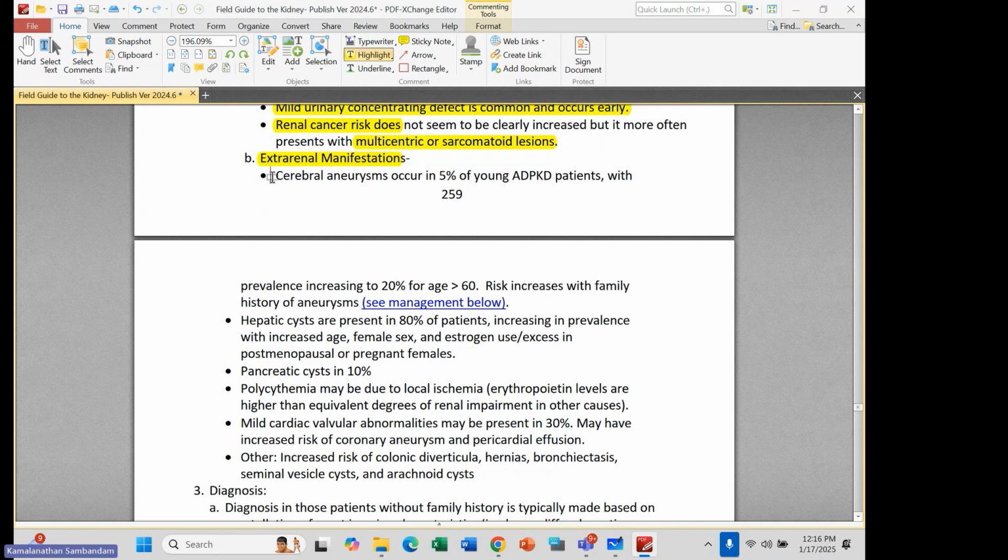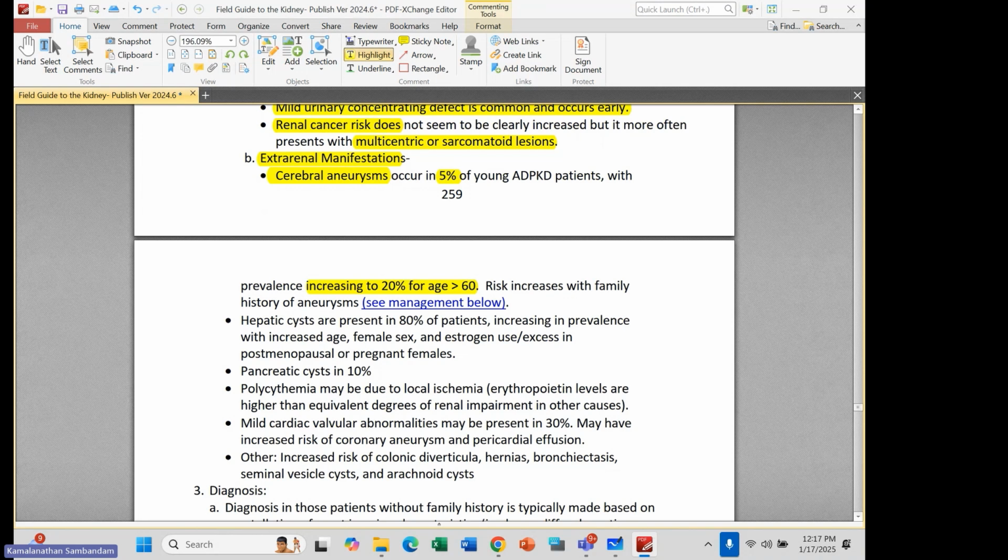Well, the most significant one that we have to keep in mind is the risk of cerebral aneurysms. Berry aneurysms occur in PKD patients. However, the rates of occurrence are still relatively small, right? The estimated rate of berry aneurysms in PKD patients is about 5%, and as you get older, that may increase to as much as 20%.